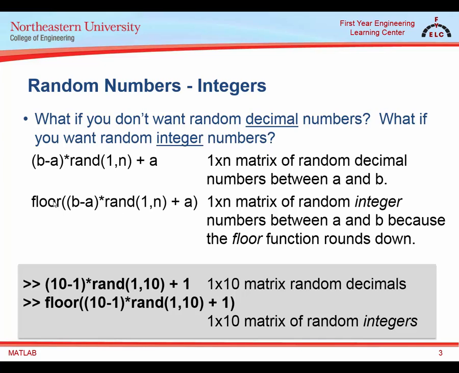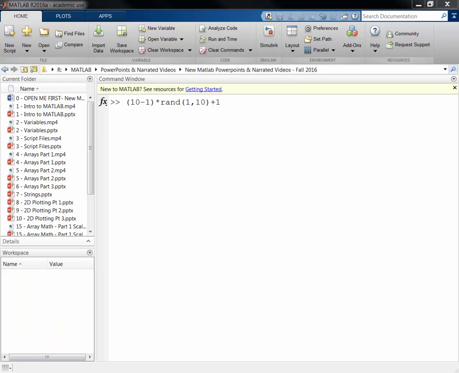We need to add the floor command, which rounds down these numbers. These are still going to be decimals, so we're going to use the floor command to round them down, and we'll be able to get integers. Let's see how this works in Matlab.